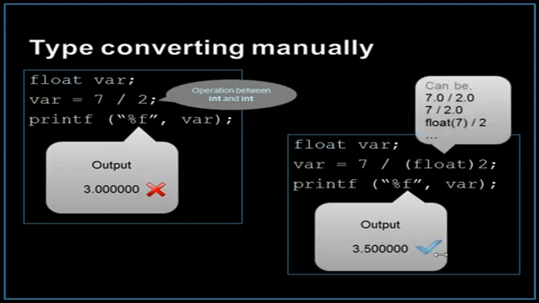Now there are several approaches to convert one of the values to floating. You can write 7.0 by 2.0, or 7 by 2.0, or float in brackets 7 by 2, and there are several other ways.